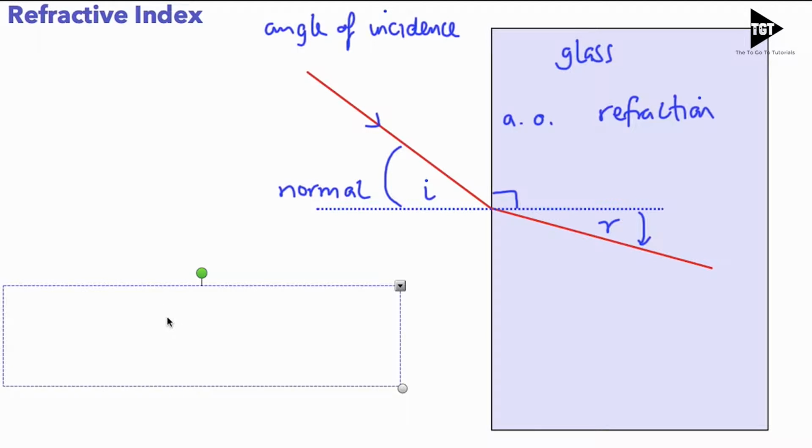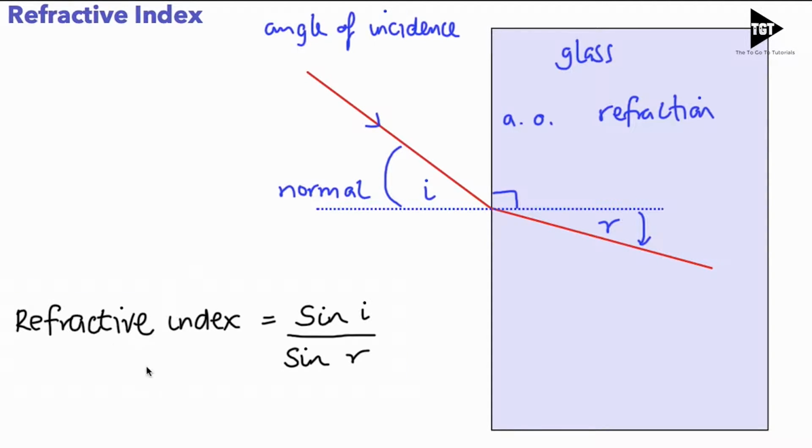And to work out the refractive index, we need a formula that looks like this. Refractive index is sine I over sine R. Now sine here is a mathematical term. It's written as S-I-N and pronounced sine, and it's the sine of this angle here divided by the sine of this angle here.